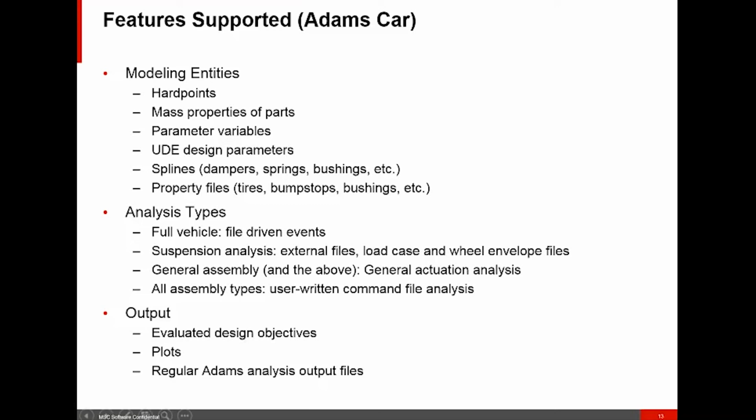There's also, again, splines, as we mentioned before. Car also stores a lot of properties of things out of the model in these things called property files. So you could just grab the different tire properties or the different bushing properties that way as well. So those things are all exposable for the Adams Car analyst to give to his engineering friends.